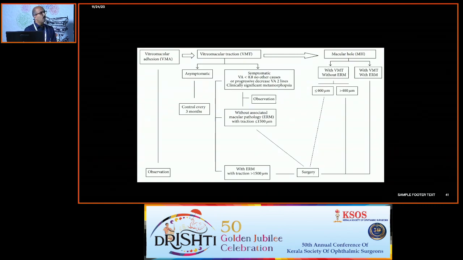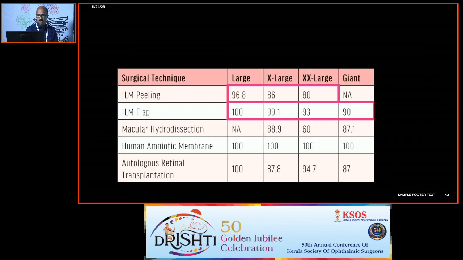So this is an algorithm for managing vitreomacular interface abnormalities in a nutshell. VMA or just an anomaly, you observe. If there is vitreomacular traction and the patient is asymptomatic, again you observe but keep a close watch. Vitreomacular traction with symptoms, mostly we prefer doing surgery. And macular holes, with or without VMT, with or without ERM, the treatment is surgery.